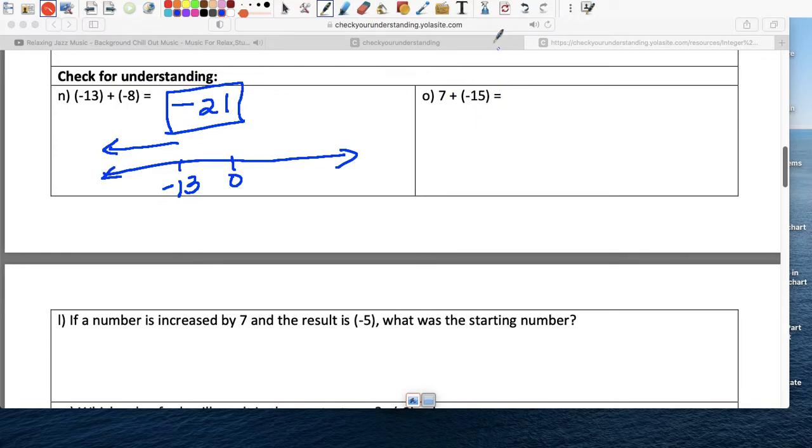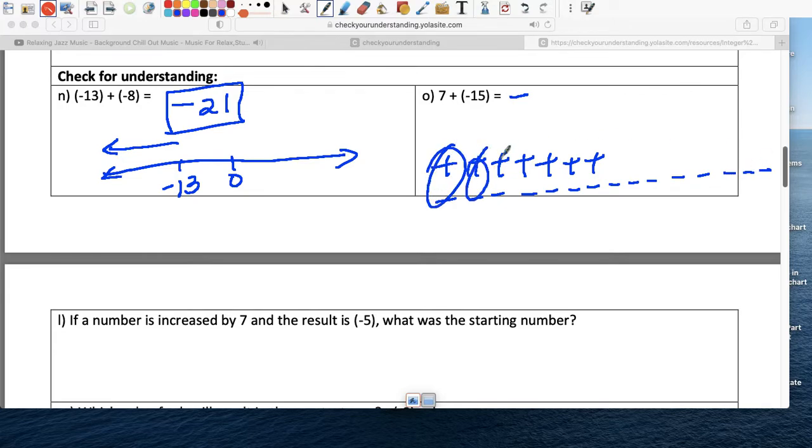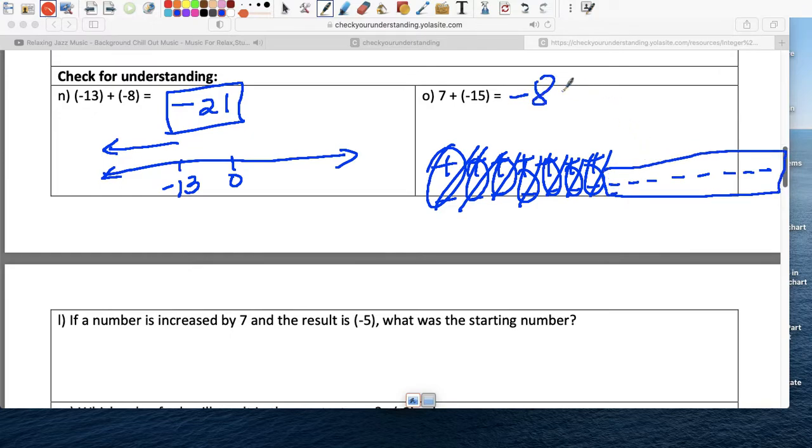7 plus negative 15: if you look at the numbers, you can tell that the absolute value of negative 15 is greater, so I know my answer is negative. Again, we'll do the number line tomorrow, so let me think about zero pairs instead. 1, 2, 3, 4, 5, 6, 7. 1, 2, 3, 4, 5, 6, 7, 8, 9, 10, 11, 12, 13, 14, 15. I can make 7 zero pairs, so that all becomes 0. What do I have left over? I have this group of negative numbers left over, which is negative 8.